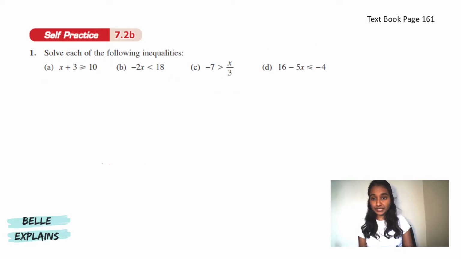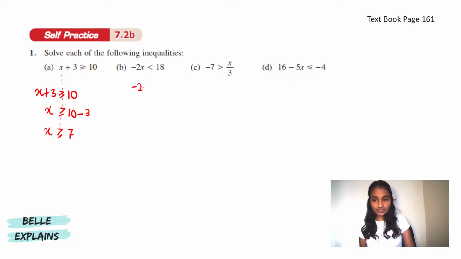Self-practice 7.2b. Solve each of the following inequalities. Okay, for this one, we only have one unknown, which is X. So we only want X on this side. We're going to move everything across the border. Okay, this is the border. We're going to leave only X here. If we move 3 across the border, it will become minus, because positive on this side, when you bring it there, it will become negative. So X is bigger than or equal to 7.